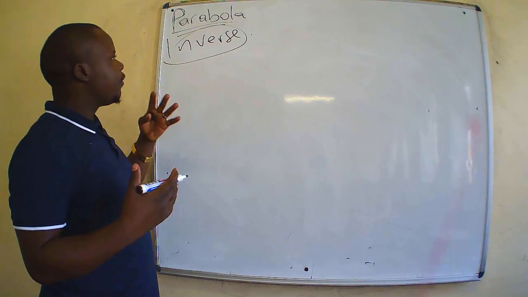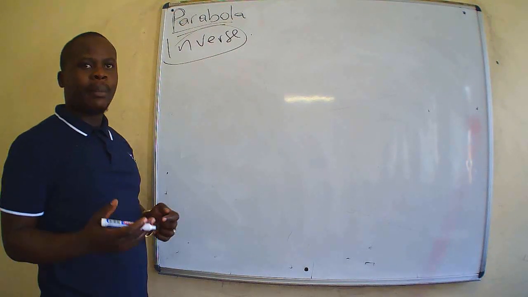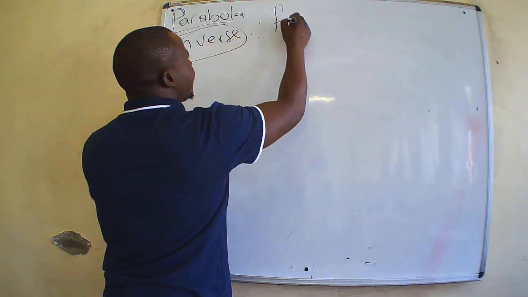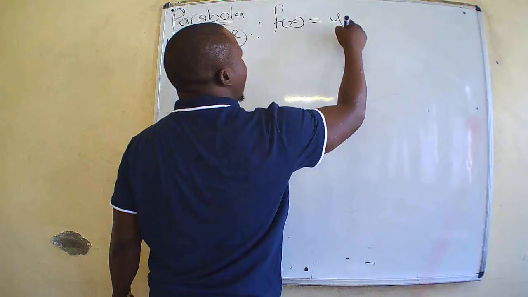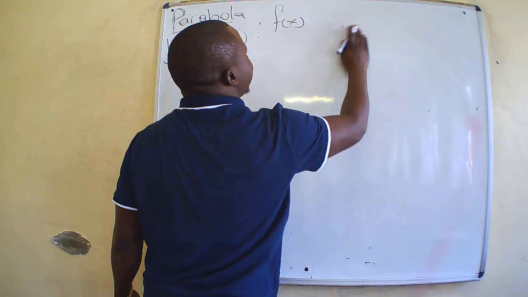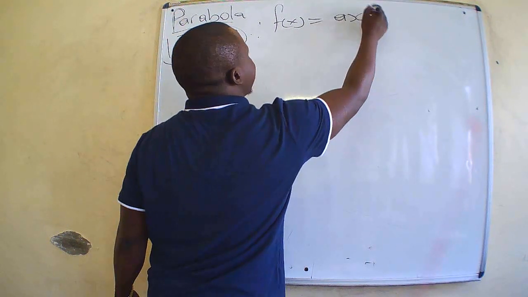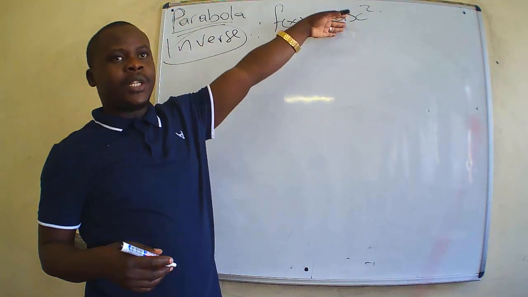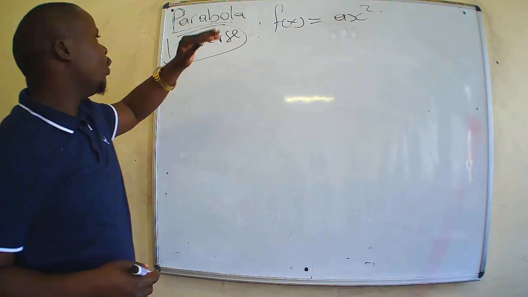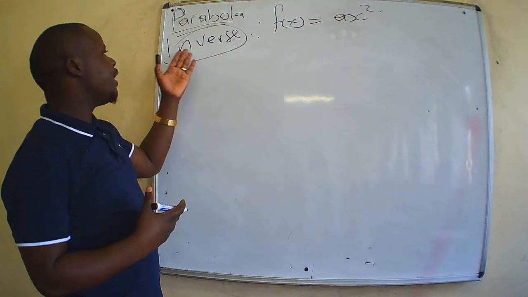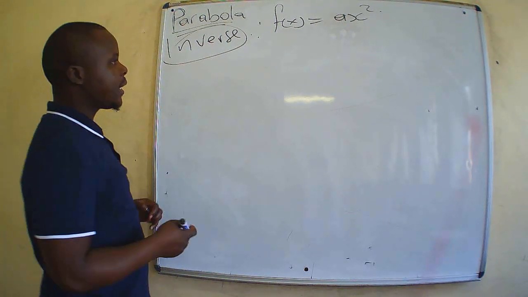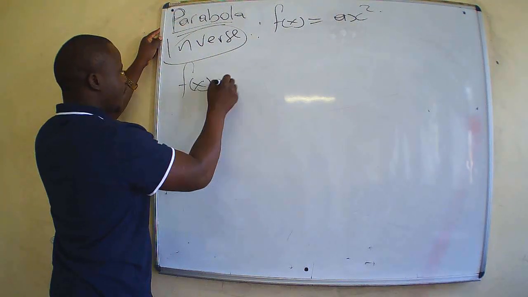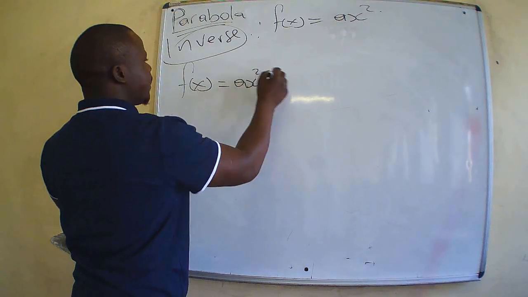First and foremost, let us quickly talk about the nature of a parabola one more time. We said a parabola is of the form f of x, or y, equals ax squared. In this case, I'm going to use a monomial which just has a, to investigate how we get inverses of a parabola. We shall have two sides. So let us have f of x being given as positive ax squared.